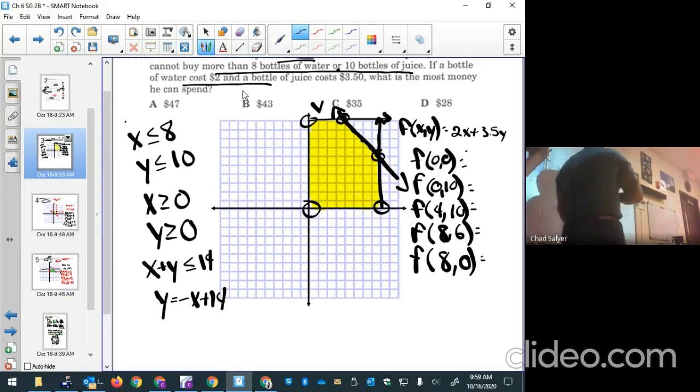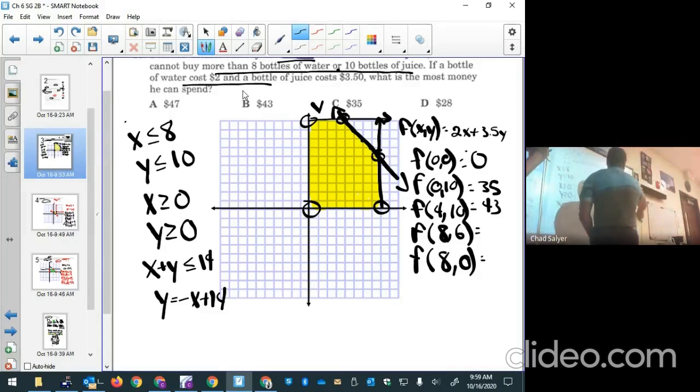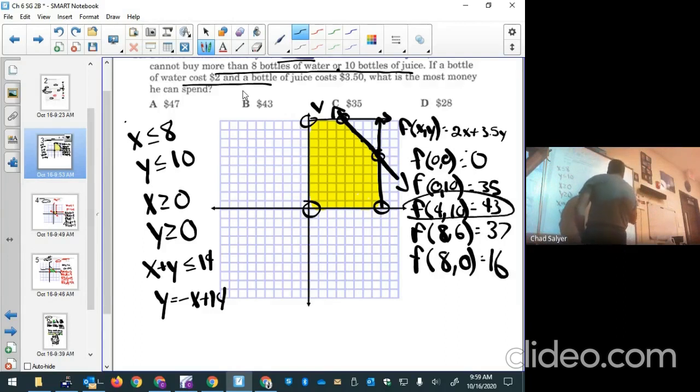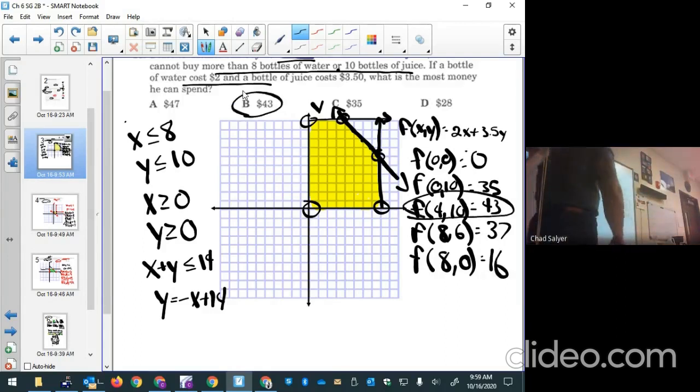So we multiply the x by 2 and y by 3.5. So it's going to be 0, it's going to be 35. It's going to be 35 plus 8, which is 43. This is going to be 16 plus 6 times 3.5 is 18 plus 3, 21. So 21 plus 16 is 37. And then the last one, 8 times 2 is just 16. So the highest value here occurs at 43. 43 is our max. B is in Bravo.